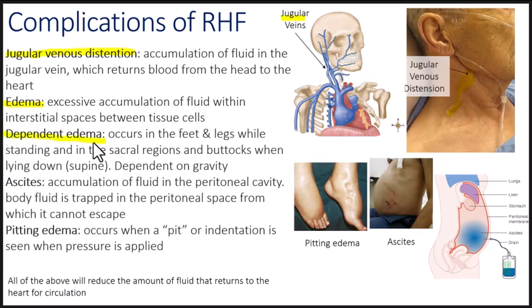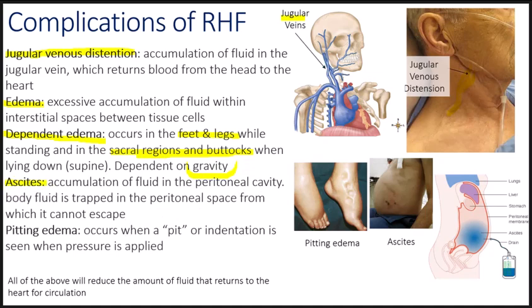Dependent edema. This is a type of edema that occurs in the feet and the legs when you're standing, and the sacral region, so think of like the buttock area when you're lying down. And that's because of areas that are predisposed to pooling of blood due to gravity. So somebody with right heart failure is more likely to have swelling in their feet and their legs, but if they're bedridden, they might have significant swelling within their sacral region and their buttock.